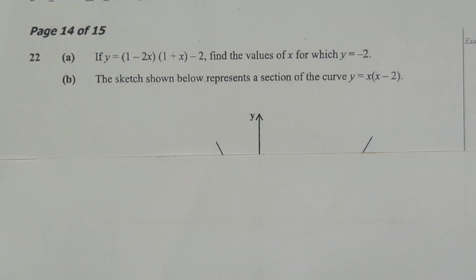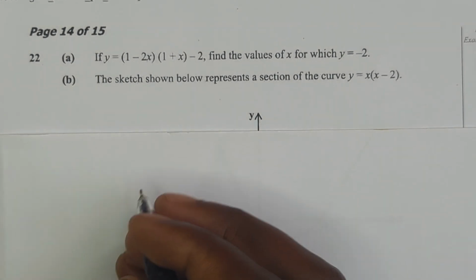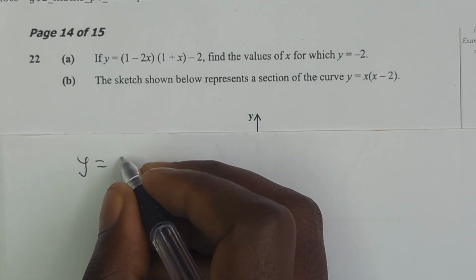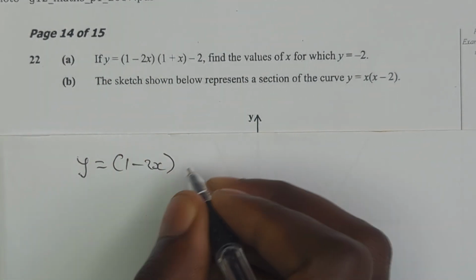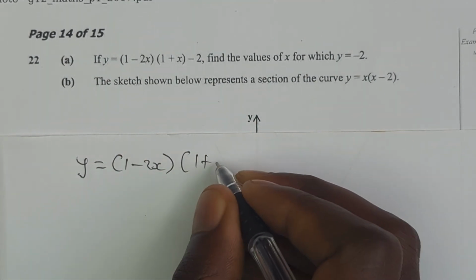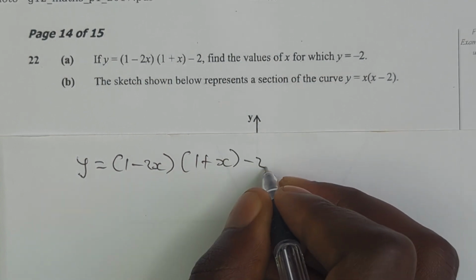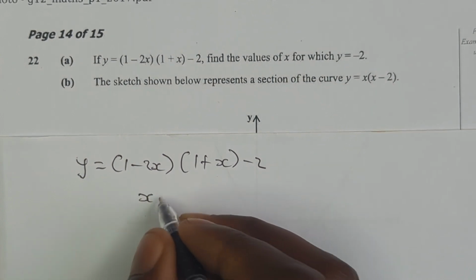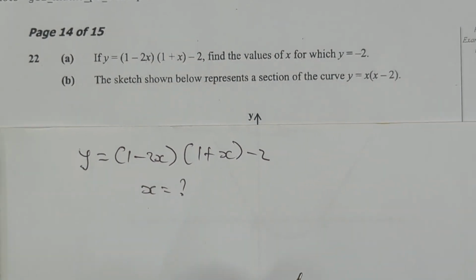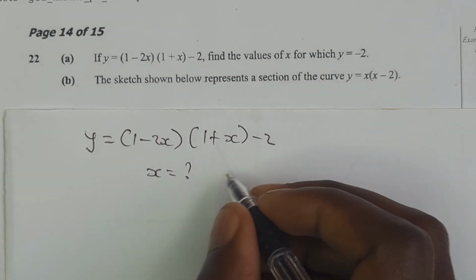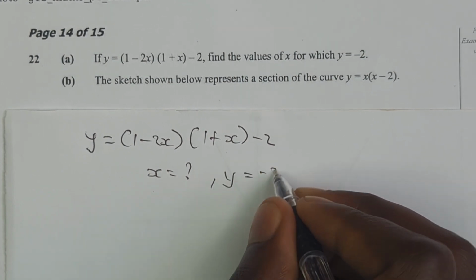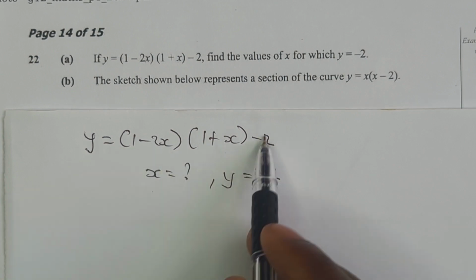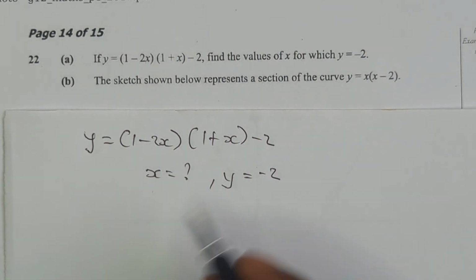So in this question, the equation that has been given is y is equal to (1 minus 2x)(1 plus x) minus 2. We are finding the value of x, which we don't know, for which y is equal to negative 2. Now to find the value of x, we need to expand this equation.